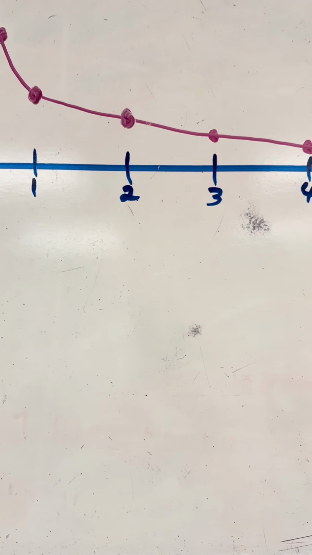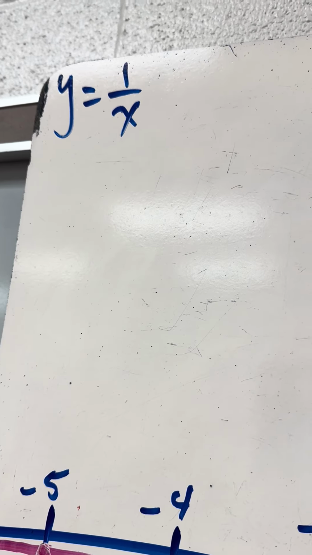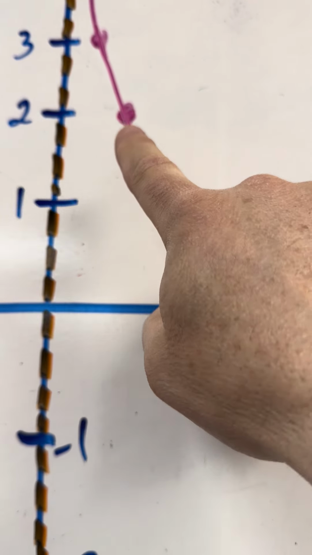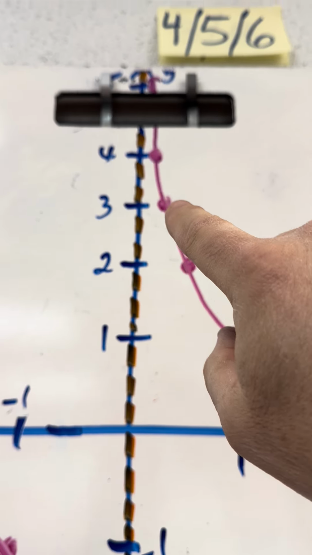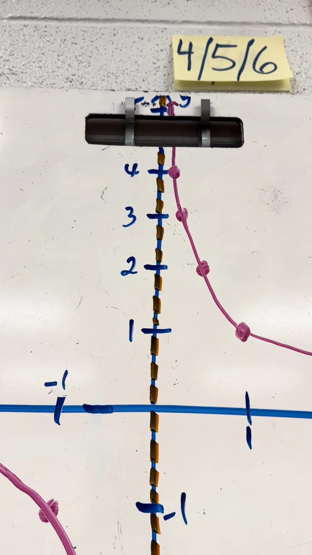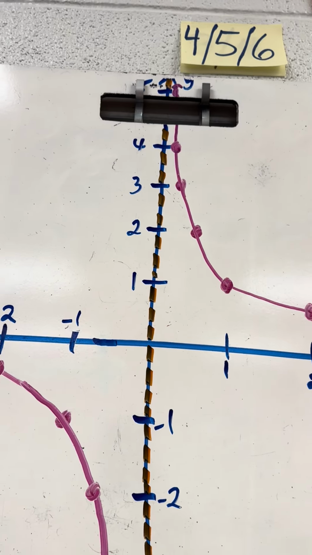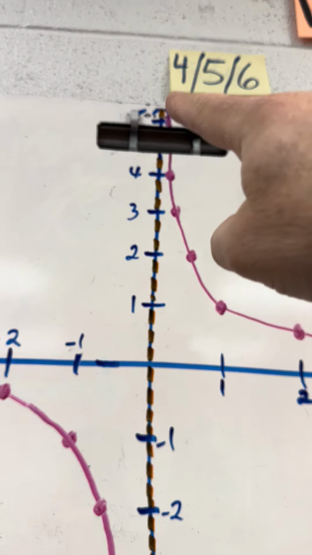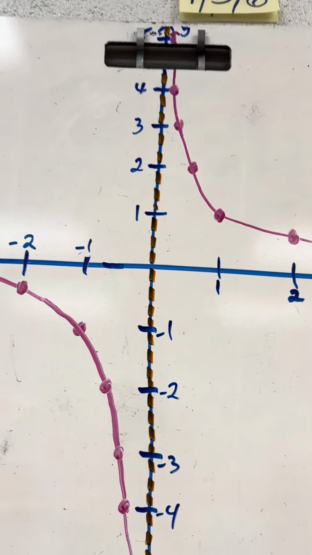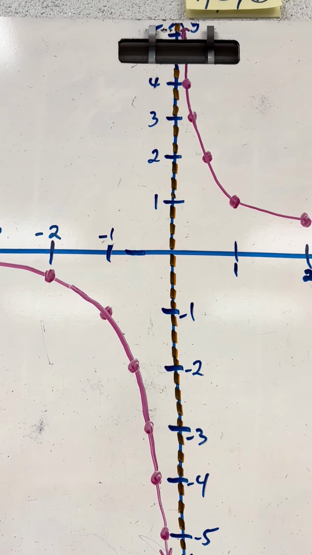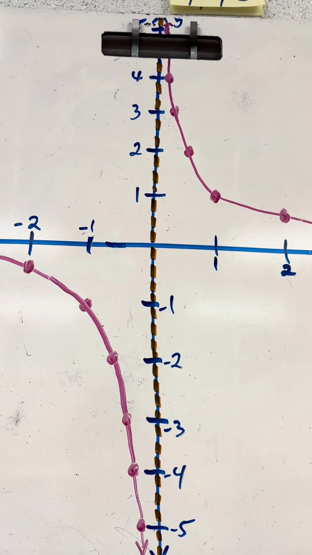Okay? What if I put in 1/2? 1 divided by 1/2 is equal to 2. 1 divided by 1/3 equals 3. 1 divided by 1/4 equals 4. 1 divided by 1/5 is 5. 1 divided by 1,000th is 1,000. And it will never get to 0 here. Thus, this here is called a vertical asymptote. A vertical asymptote, where the graph will never touch this line.